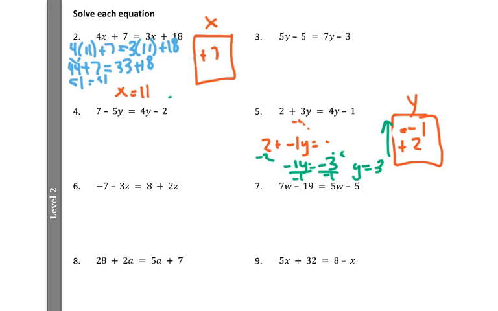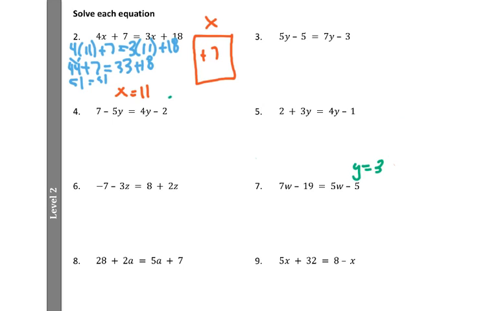And I'll also just take a second and check my answer. I'm saying that I think that y equals positive 3. Well, let's double check. I'm going to replace my y's with 3's. 2 plus 3 times 3, in theory, should be the same as 4 times 3 minus 1. Well, we need to do multiplication first because of order of operations. So that would be 2 plus 9 needs to equal 12 minus 1. 2 plus 9 is 11. 12 minus 1 is 11, and that is awesome. Y equals 3 is totally the right answer.